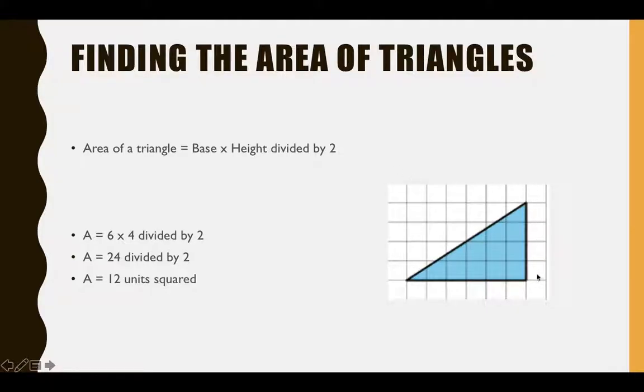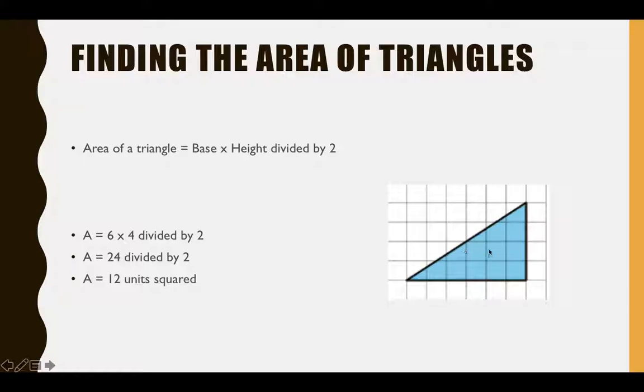So with this shape right here, I notice that our base is 1, 2, 3, 4, 5, 6 units. So our base is 6, and our height, something that goes straight up from the base, I guess, is 1, 2, 3, 4 units. So our base is 6, our height is 4. We're going to multiply those two numbers together and then divide by 2.